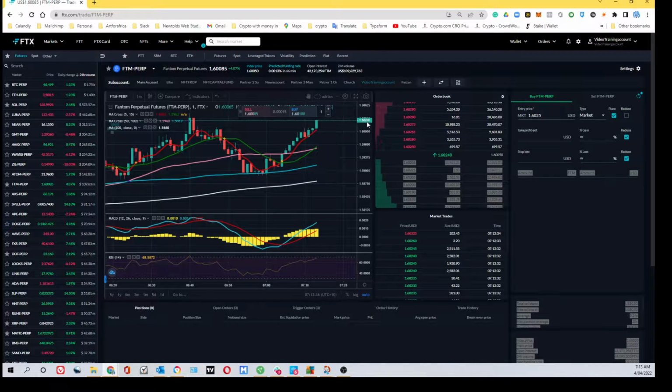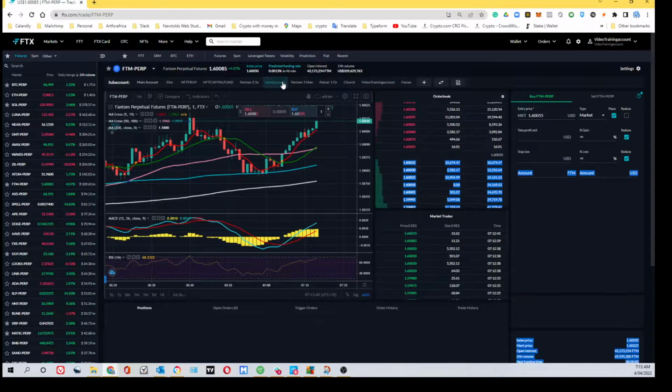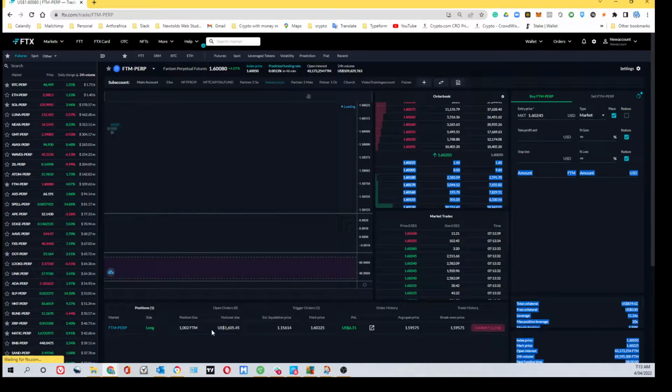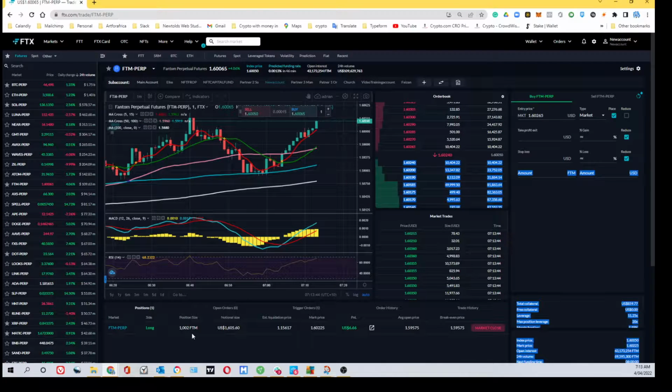So one of the investments I've got in there is in a new account. I've got a couple of these at the moment. So I've got $1,600. I've got 1,000 FTM at the moment in this one, and in my main account I've got another 1,000 as well. So why do I keep them separate? Because it helps with liquidation and stuff like that. And also I could diversify a bit more, but that's something else.